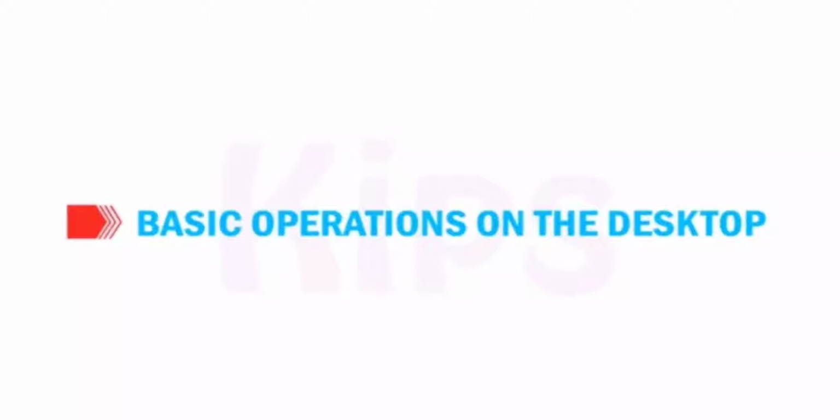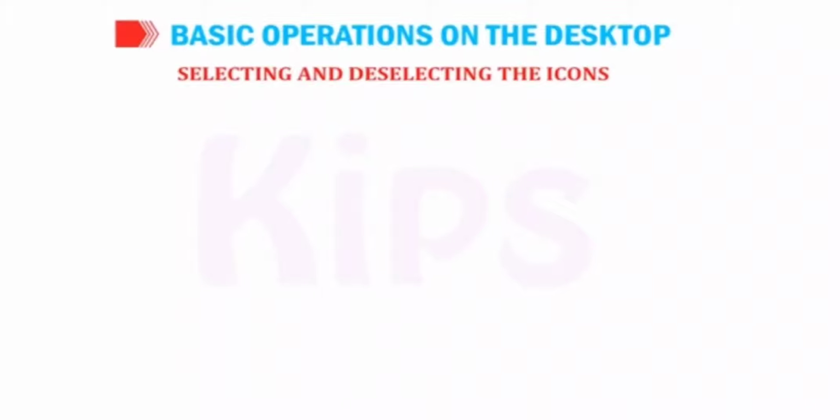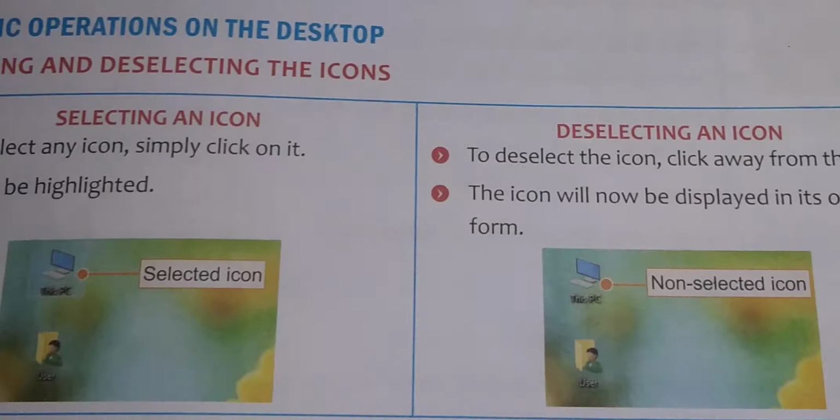Study basic operations on the desktop. In this we will study selecting and deselecting the icons. To select an icon, first you have to simply select any icon, then it will be highlighted, and you can understand that it is selected.